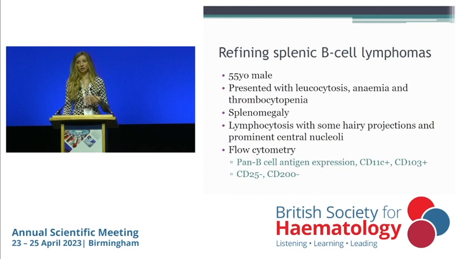This case is a 55-year-old male presenting with a leukocytosis, anemia, and thrombocytopenia, and also splenomegaly. He had a lymphocytosis with some hairy projections and prominent central nucleoli. Flow cytometry showed pan B-cell antigen expression with CD11c and CD103 expression, but no CD25 and no CD200, so not a classical hairy cell phenotype. And there was no evidence of a BRAF mutation in this patient.